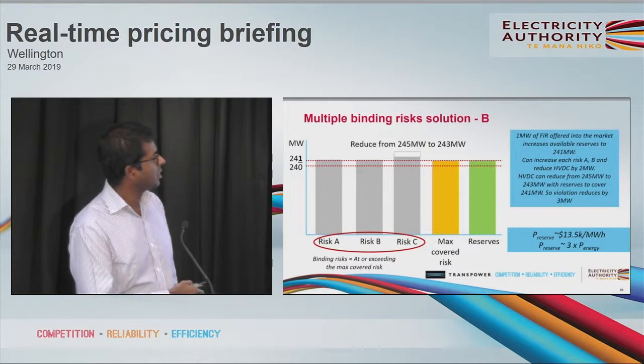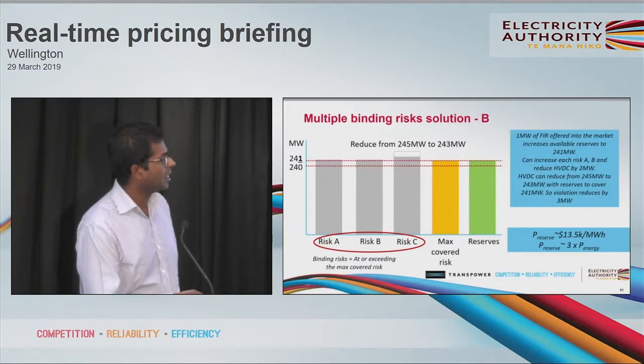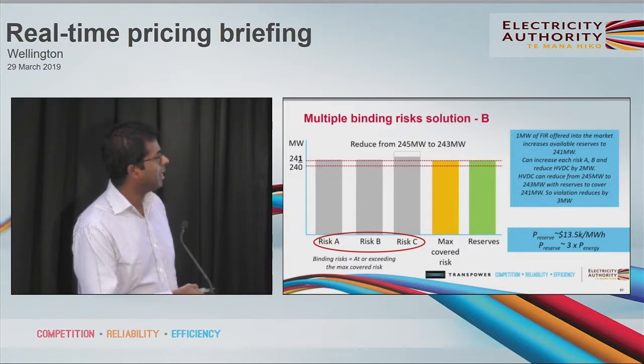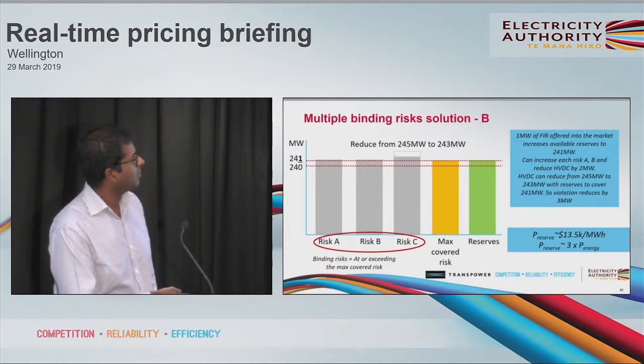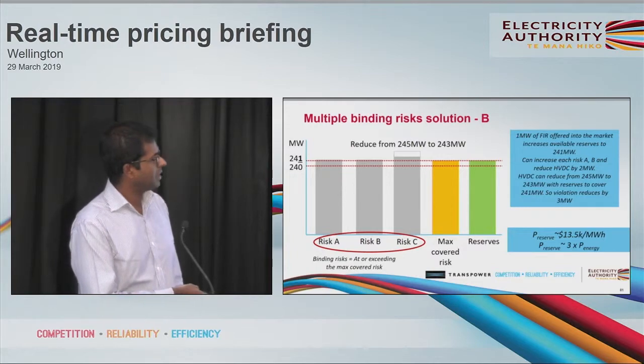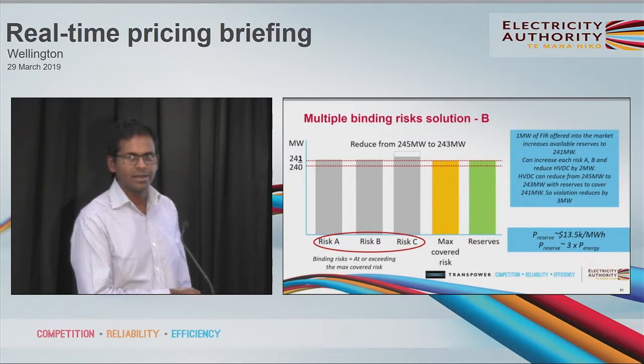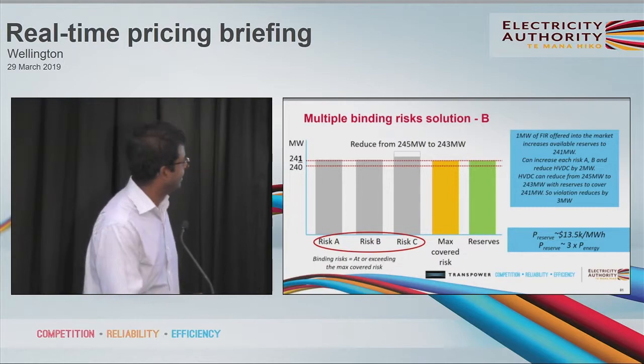But now I also have that additional megawatt of reserves, so I'm only violating the HVDC by 2 megawatts. And so the reserve price actually ends up being 3 times the energy price. But now it's at 3 times 4.5K. I probably didn't explain that very well. But, yeah, just let me know if you want me to explain it again. Okay.